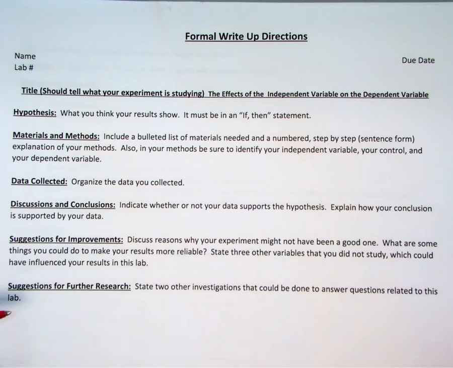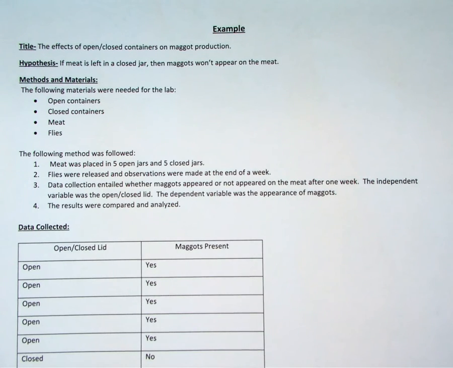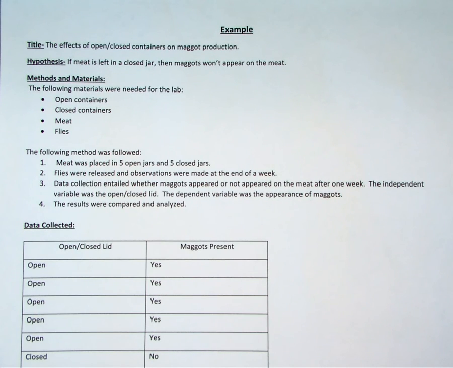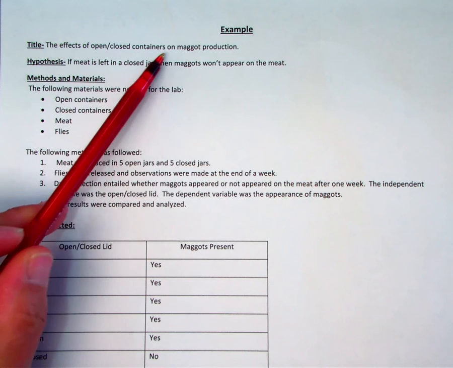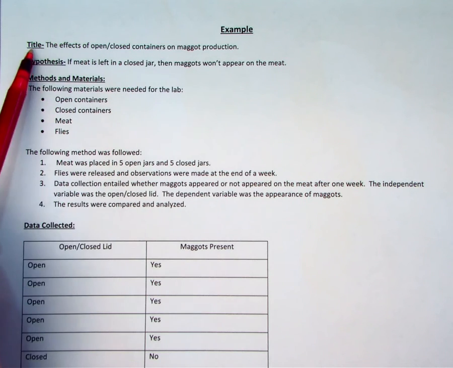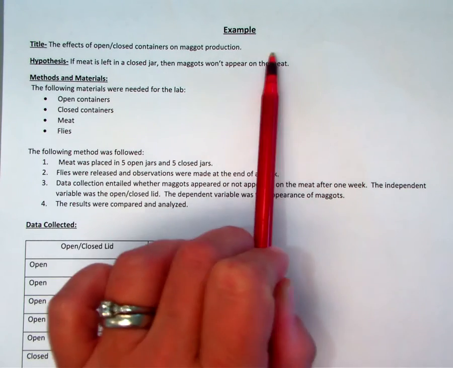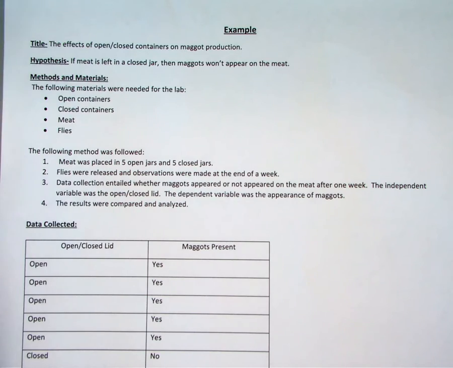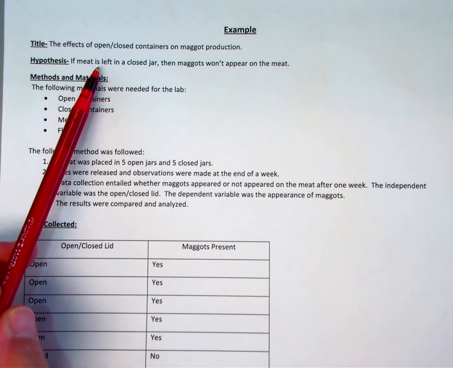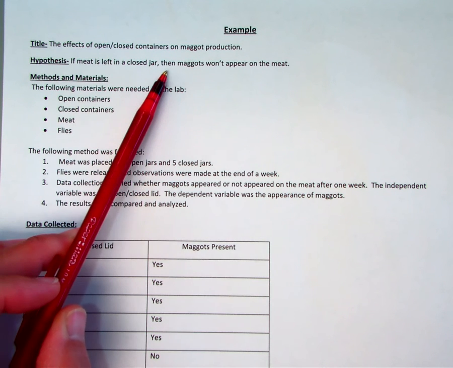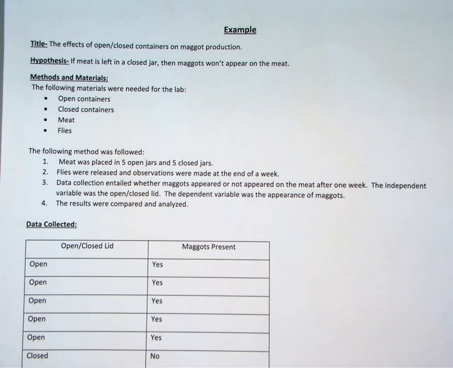Okay, so here are the formal write-up directions. Here's an example. I'm going to use that experiment that Redi did when people used to think that living maggots came from dead meat. So the title: the effects of open-closed container on maggot production. Again, you could title that in the center and make it bold and underlined, or you can put it to the left. Hypothesis: if meat is left in a closed jar, then maggots won't appear on the meat.